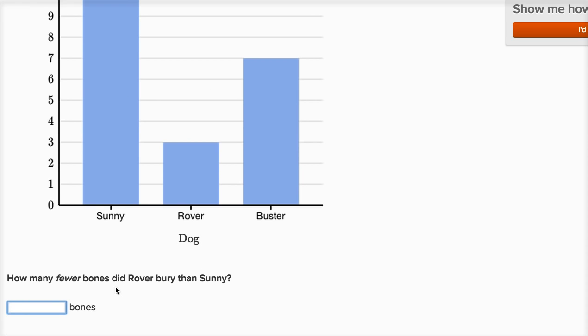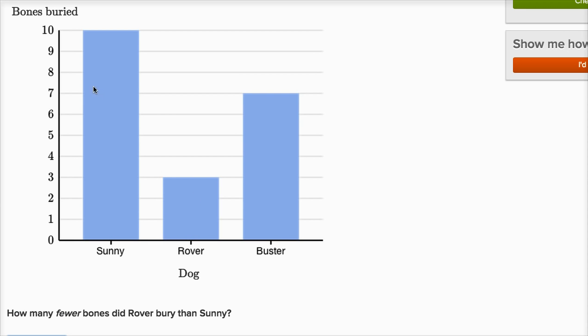How many fewer bones did Rover bury than Sonny? Let's see. Rover buried 3 bones. Sonny buried 10 bones. So how many fewer is 3 than 10? Well, to go from 10 to 3, you have to take away 7. 10 minus 7 is 3, or 10 minus 3 is 7. 1, 2, 3, 4, 5, 6, 7.